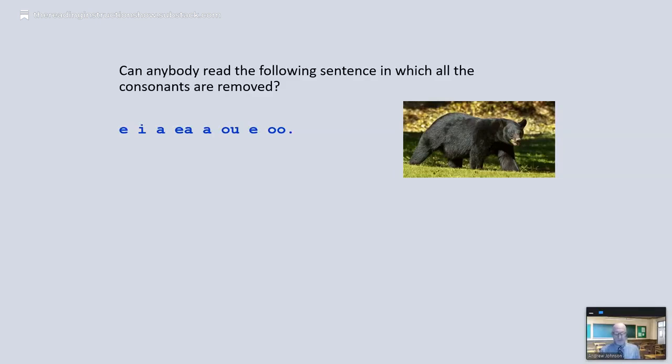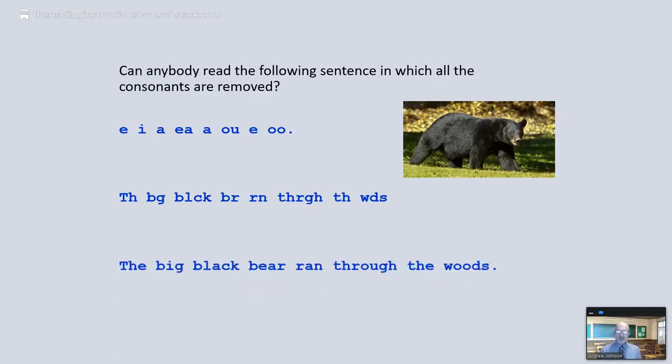No? Okay. What about now? Most of you can get a sense. These are just the consonants. So how important are those vowels that we get all worked up about?